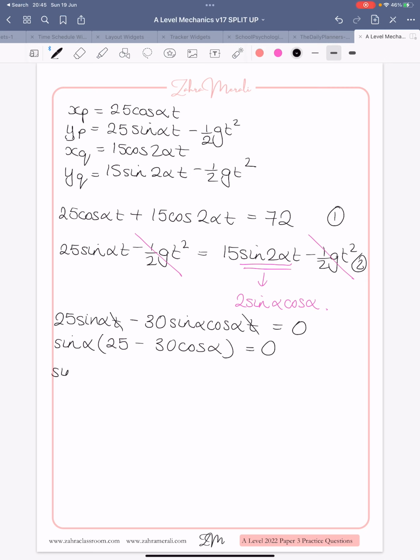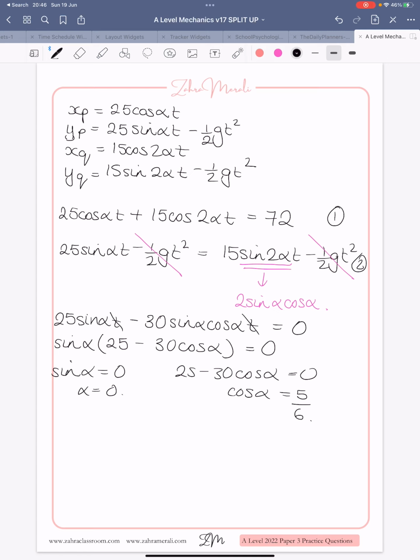So I'm going to have sin alpha equals 0, which is just going to give me alpha equals 0, which I don't need. And I'm going to have 25 minus 30 cos alpha equals 0. So cos alpha equals 5 over 6. And if I needed to, I could do inverse cos of 5 over 6, but I'm not going to just yet.